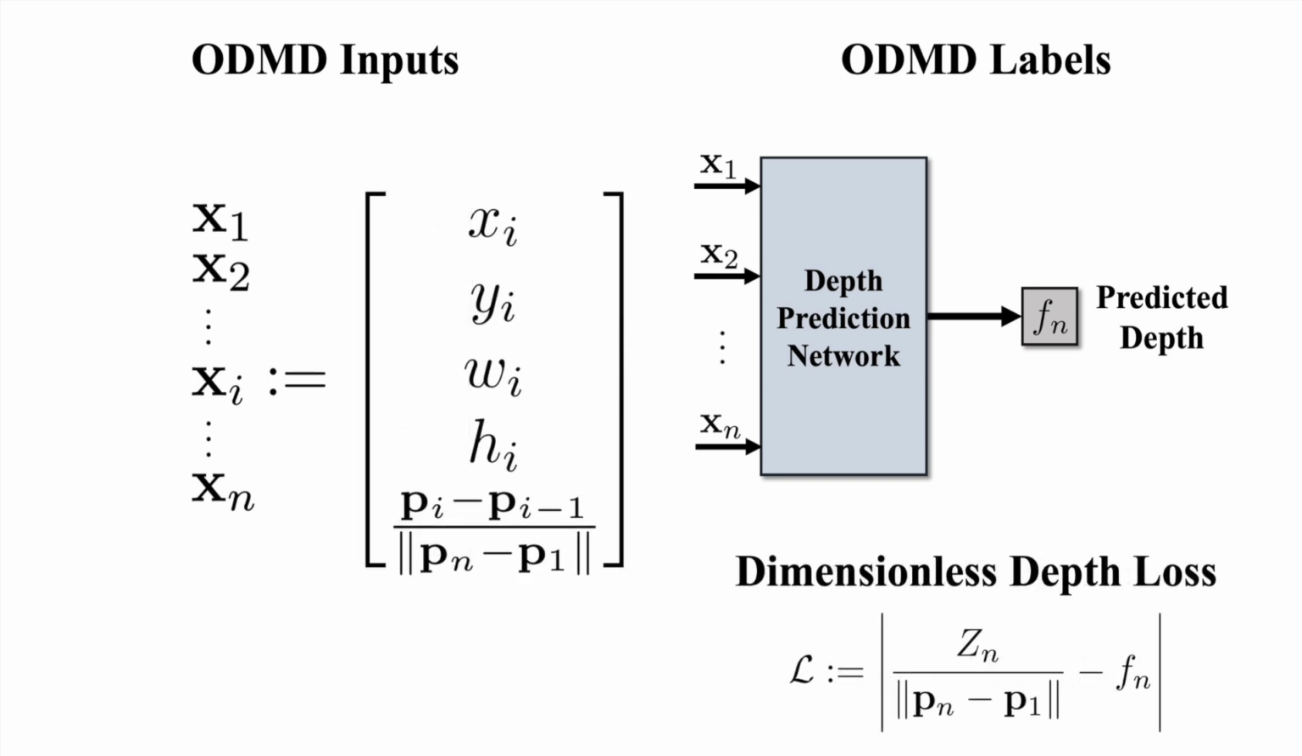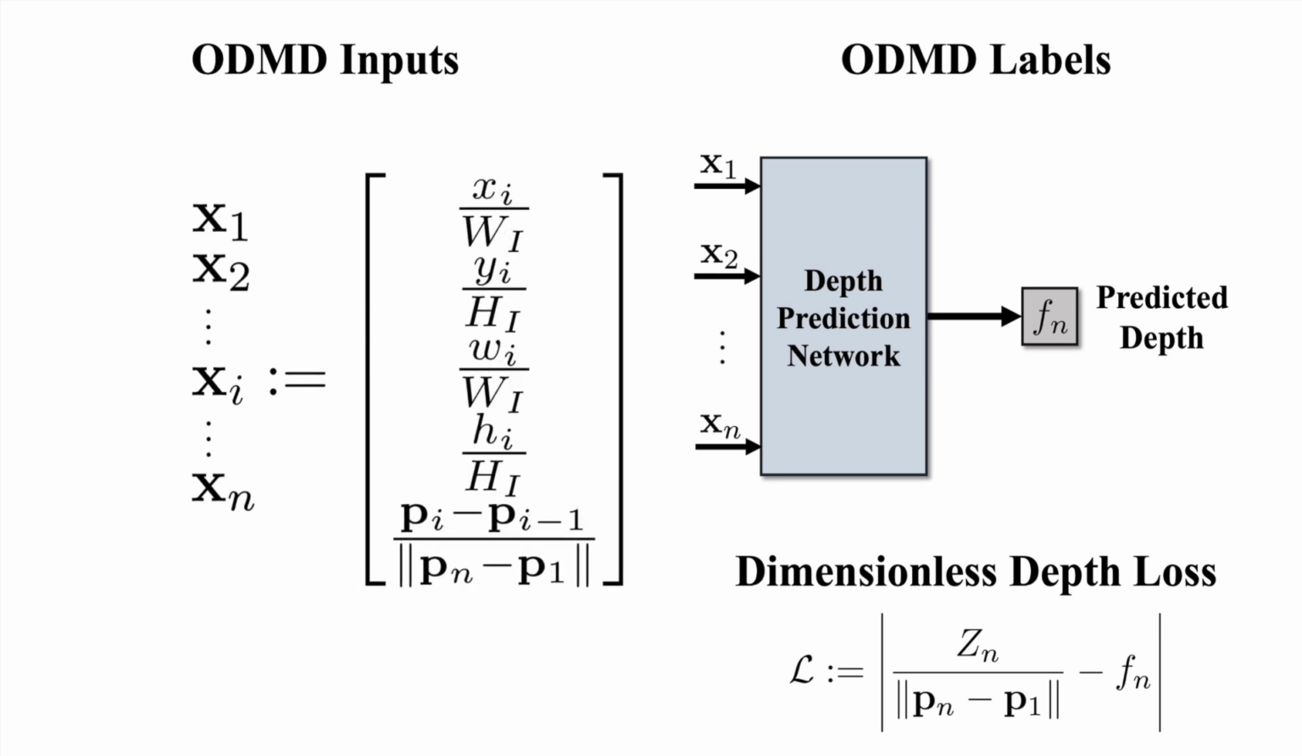However, we find that using a dimensionless loss, that is, predicting the depth relative to the overall input camera movement, leads to the best performance across applications with different movement scales. Finally, if we normalize the input bounding boxes by image width and height, we find that our trained network generalizes across applications with different camera parameters.